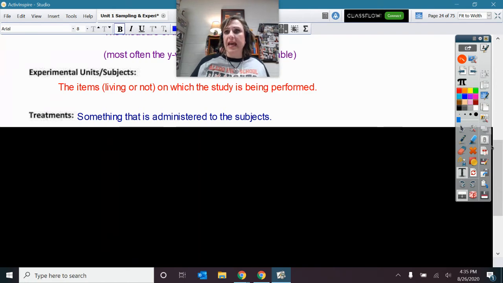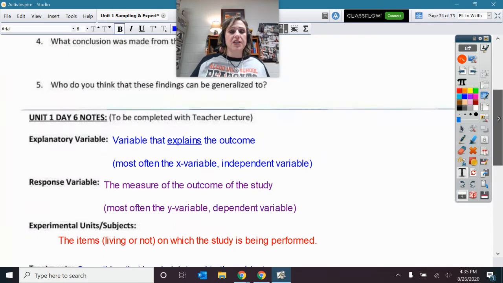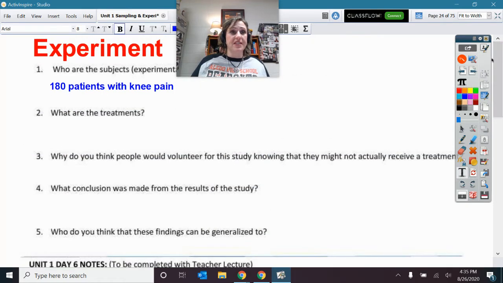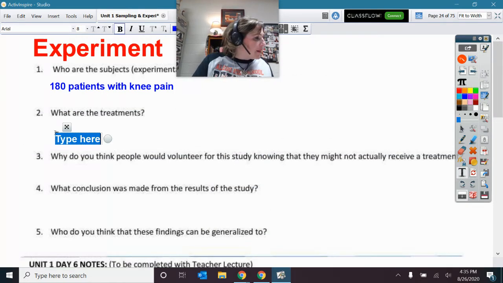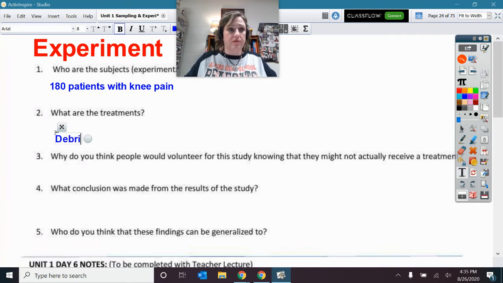So what was being administered? Okay, so if we went back and we looked at the study, let's see here. It says also in that same third paragraph, one group received the debridement, in which worn, torn, or loose cartilage was cut away. Okay, so that kind of told you what that was, with the aid of that pencil thin viewing tube.